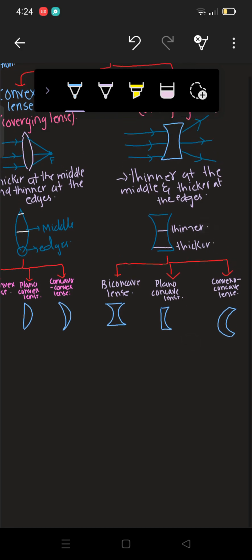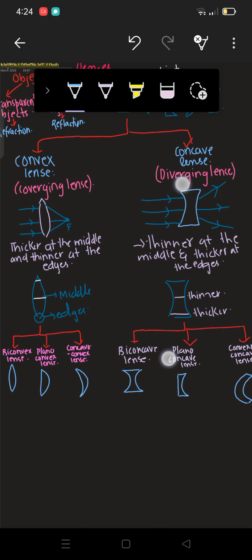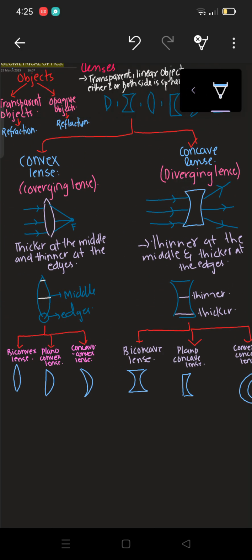So these were the three types of concave lens and three types of convex lens. In the next video we'll be talking about the terminology of lenses. Alright, so this was all for today.